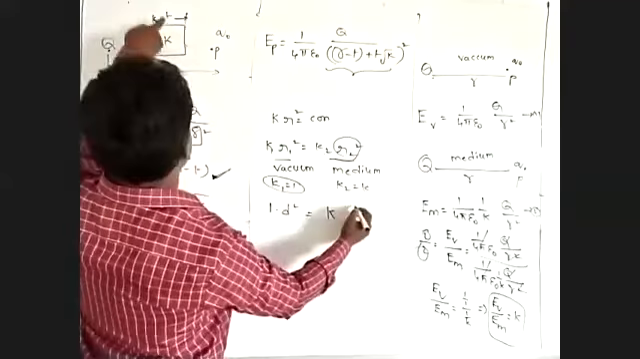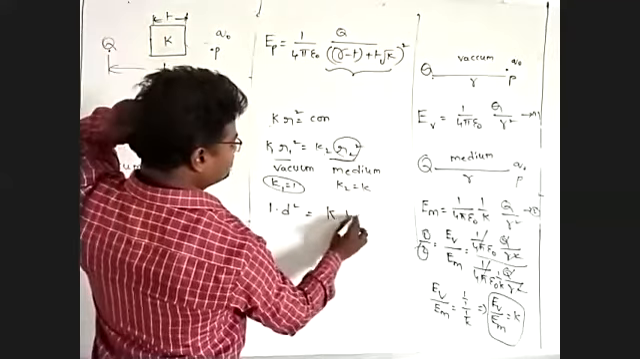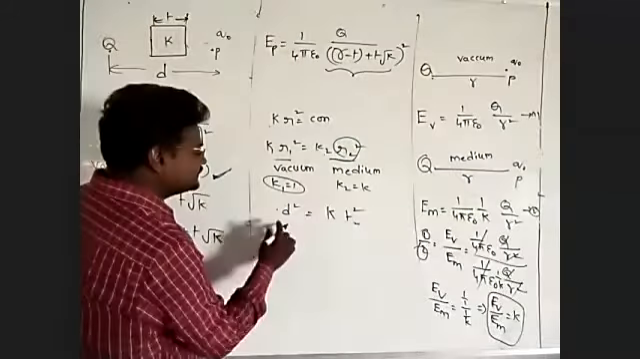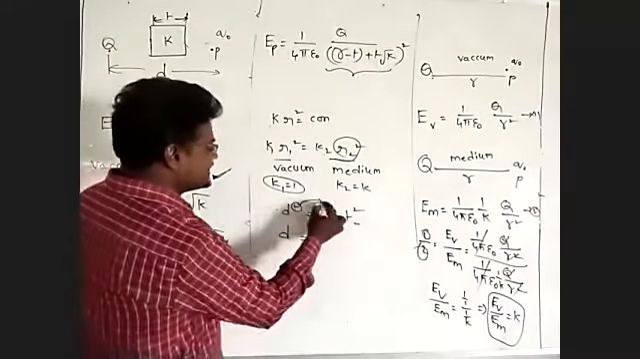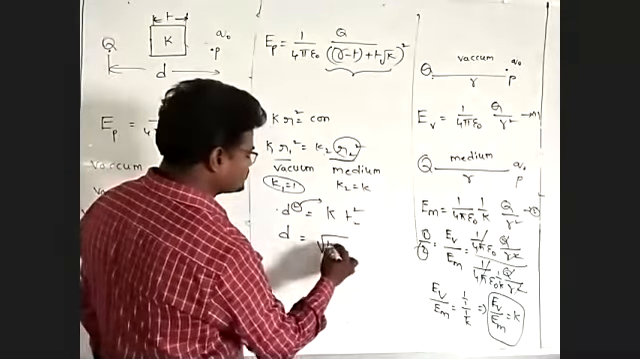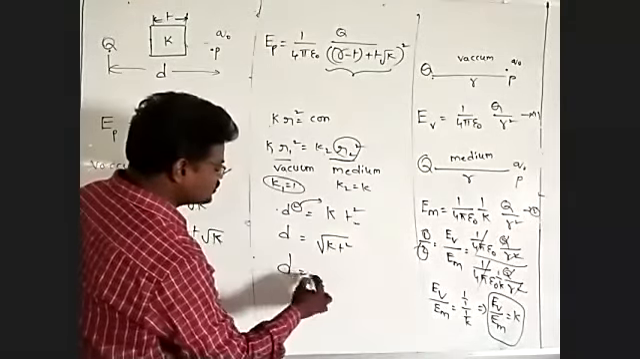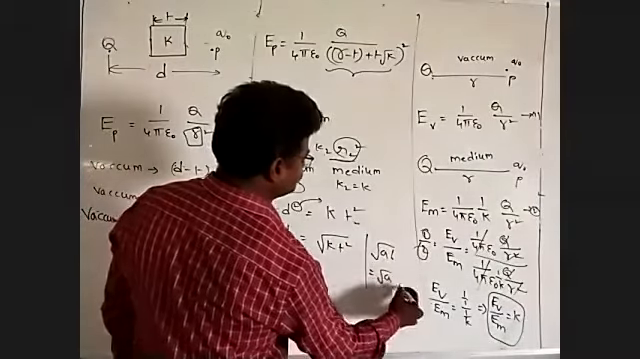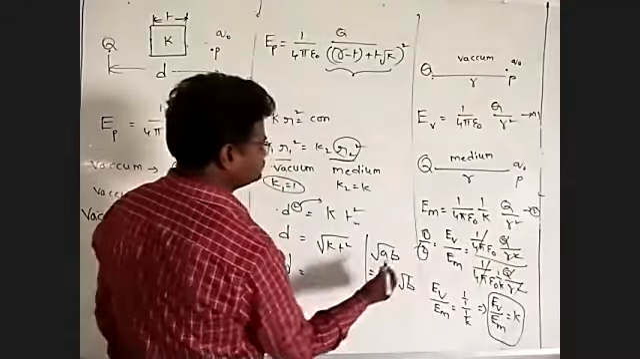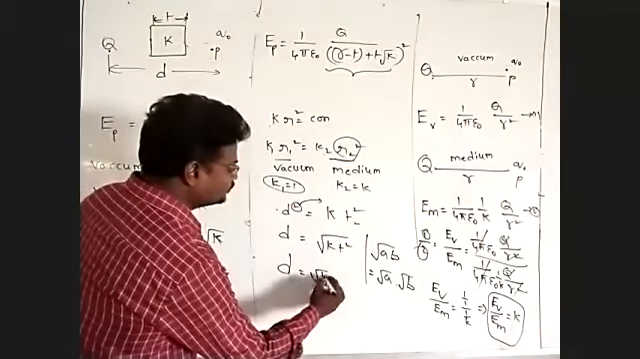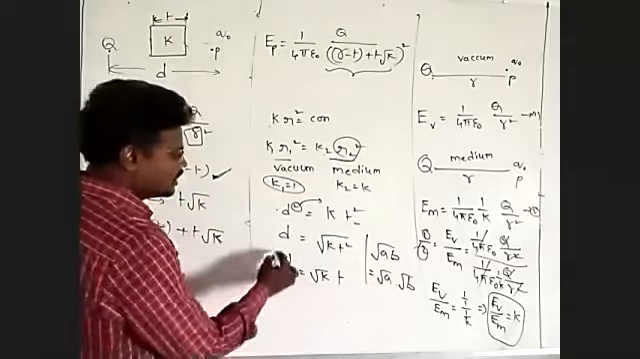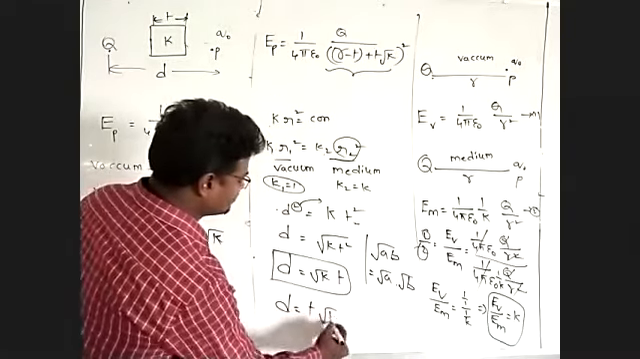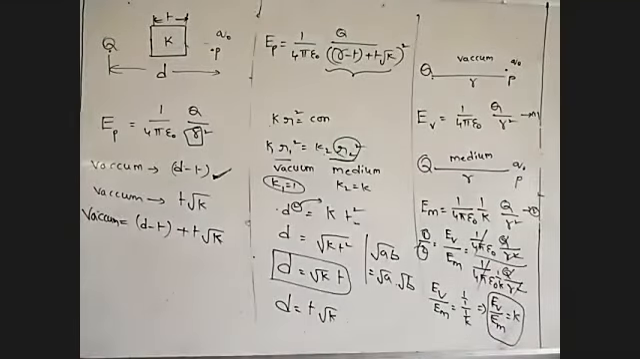R2 square means thickness T square. This is D square. Take this side, root of K T square. D is equal to, this is root AB, root of A into root of B. Now root K into T. Now this is D. D is equal to T into root of K.